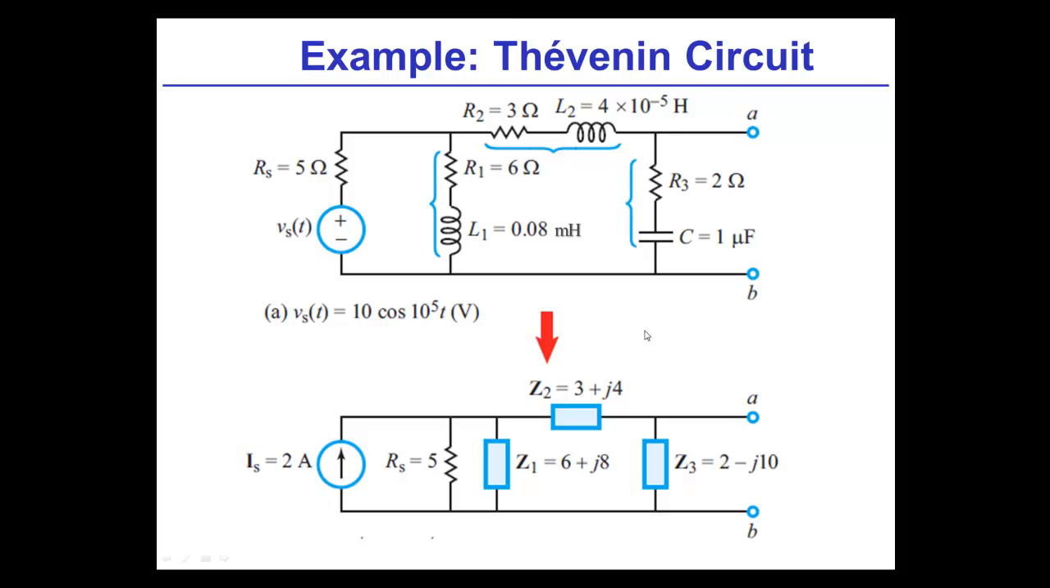Similarly, for the R2-L2 combination, I'm going to represent that as Z2 as 3 plus j4, because that's 4 times 10 to the minus 5 times 10 to the 5.